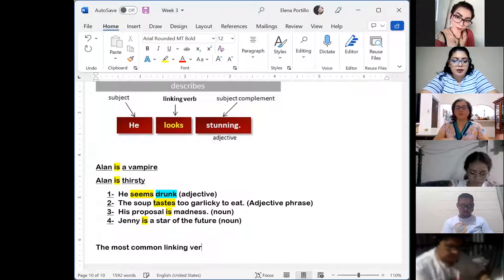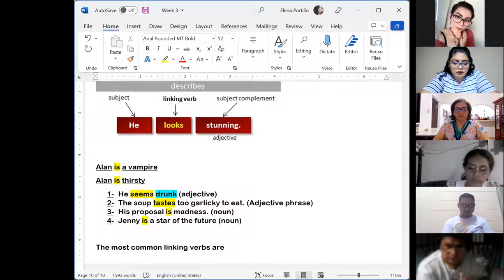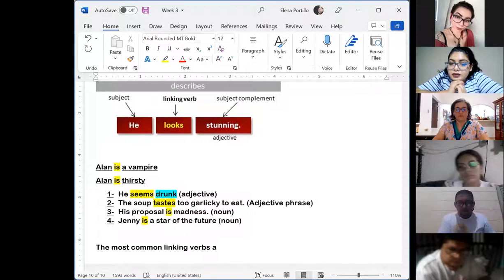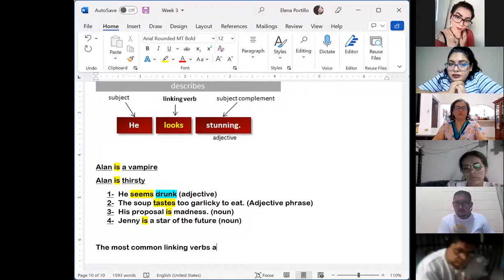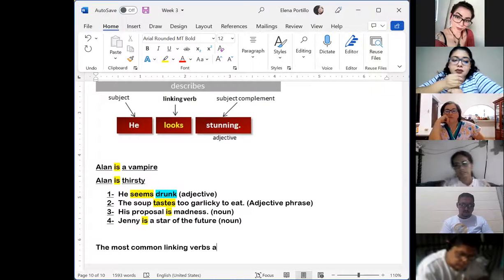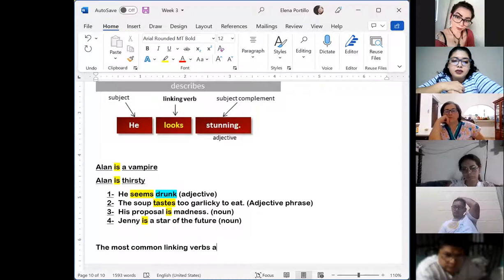Teacher, I have a question. Tell me. I don't know if I understand in the correct way, but I think a linking verb can be a verb, or also can be a pronoun, because in this case, in the sentence number four, is a pronoun, the linking verb. I don't know, I'm just a little confused. Okay. Because in the other sentences, we have verbs, only that.